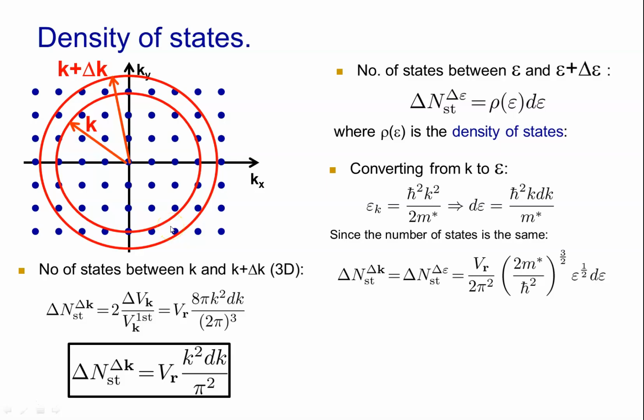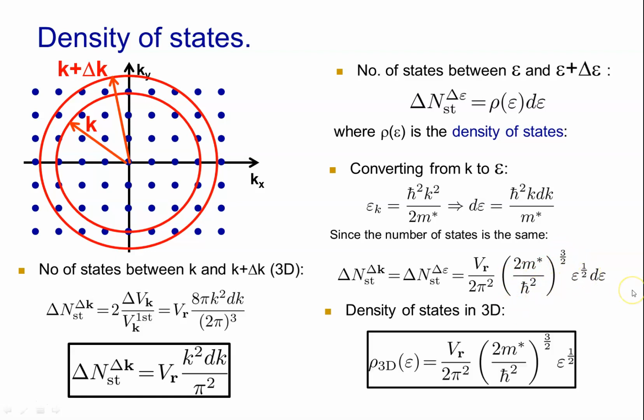So going back to the slides, here we have then that prefactor. I rearranged things so that they would be a little nicer. So there's 2m star over h bar squared to the 3/2. But again, the important thing is that the density of states in 3D goes as the energy to the 1/2 times a prefactor.